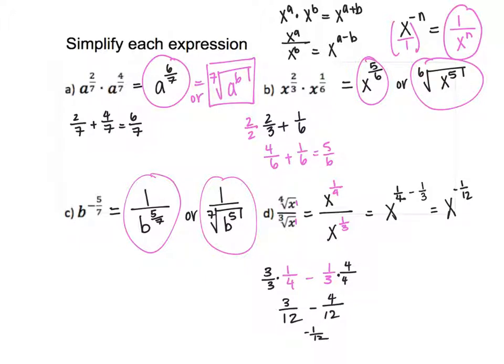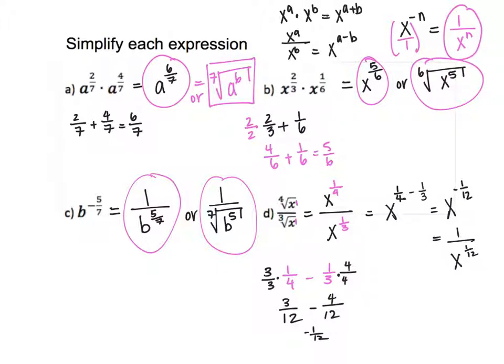Now, in this case, are we done? No, because we still have a negative exponent here. So what we have to do is make it a positive exponent. So let's go ahead and do that by putting it in the denominator. So we would have 1 over x to the 1/12 power in the denominator. Let me write that x just a little bit bigger so that it looks like an exponent.